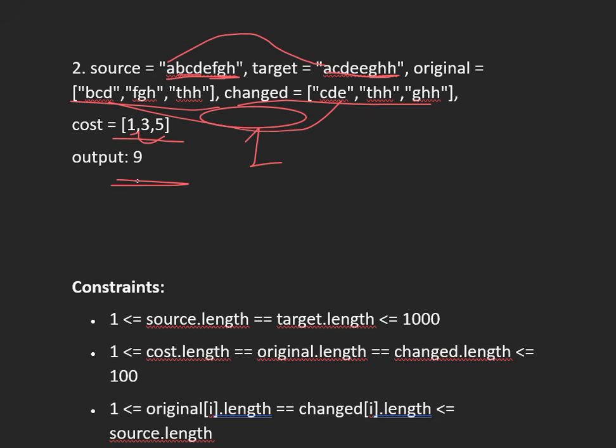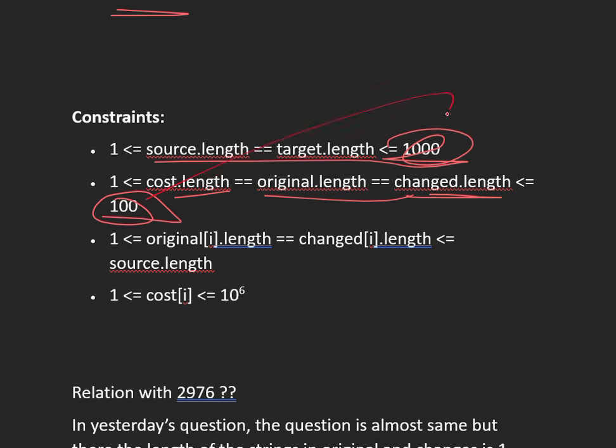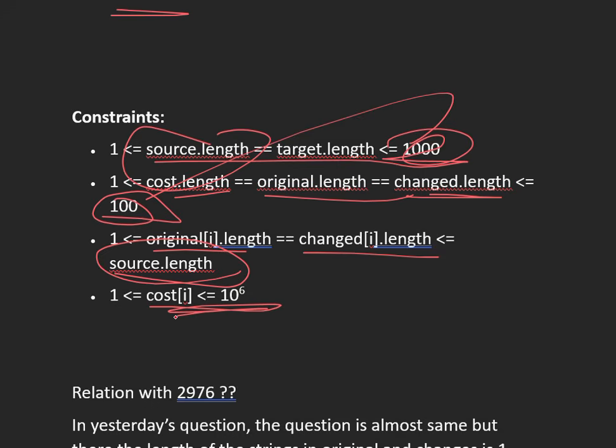Then let's look at the constraints. Our source array and target array's length can be up to 1000, and the cost length, original length and changed length, those arrays' lengths can be up to 100. So if you see, our constraints are smaller, not too big. And the length of the strings in the original array and the changed array can be up to the length of the source, like up to 1000, right? And the cost of i can be up to 10 to the power 6.